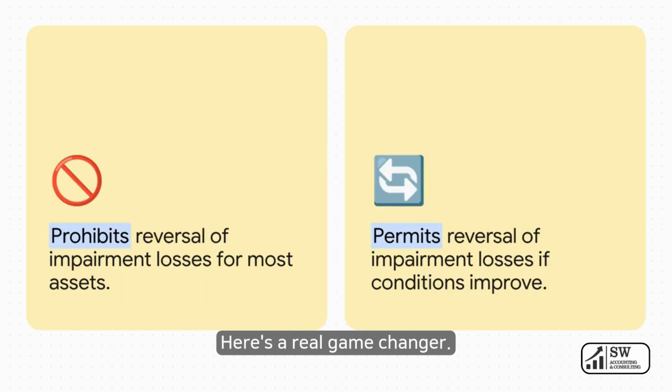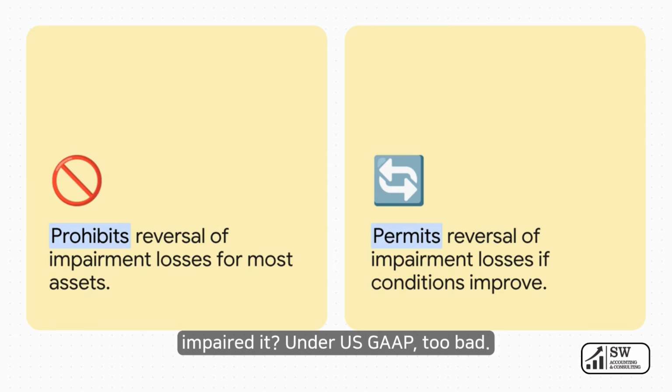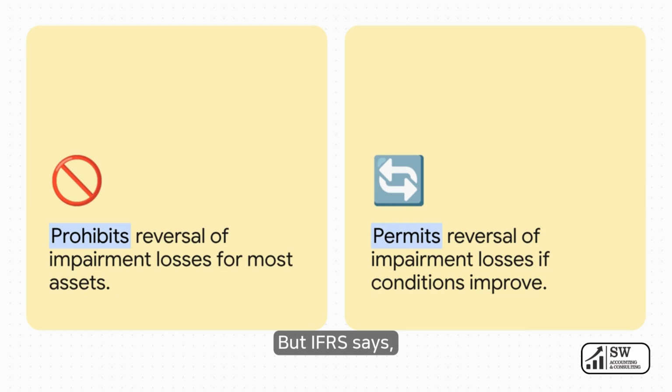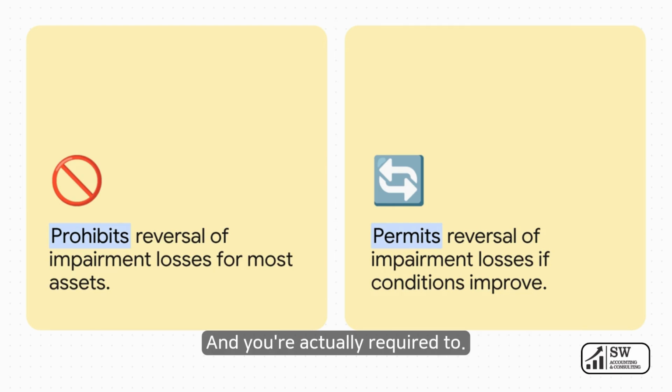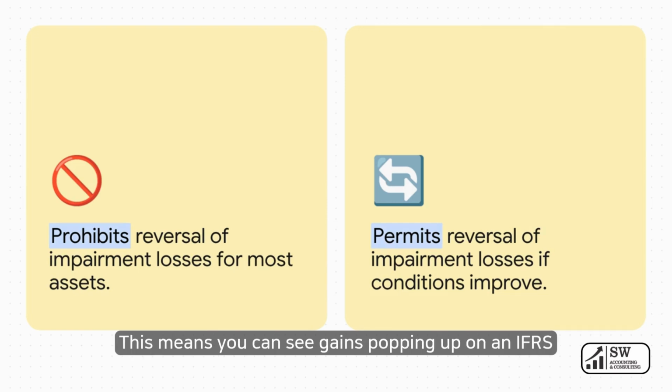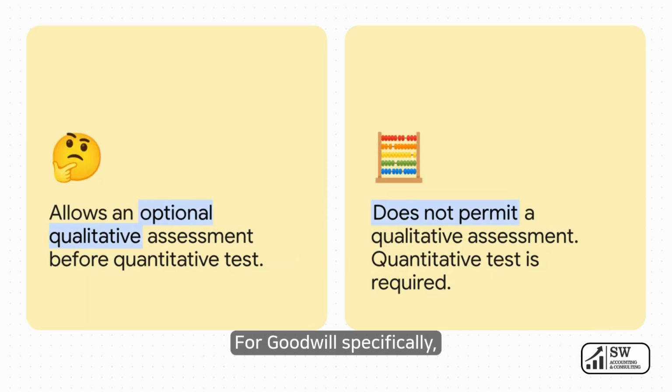Here's a real game changer. What happens if an asset's value bounces back after you've impaired it? Under U.S. GAAP, too bad. That loss is permanent. You are strictly prohibited from reversing it. But IFRS says, hey, if the value comes back, you should reverse that loss, and you're actually required to. This means you can see gains popping up on an IFRS income statement that would be impossible under U.S. GAAP.